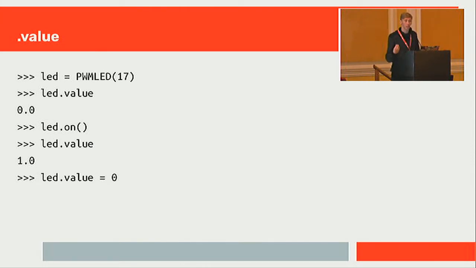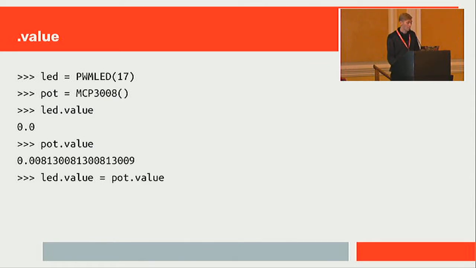So every device in GPIO Zero has a value property, and you can read it whether it's an input device or an output device. Now, an LED, as I showed you before, is just on or off. A PWM LED, which is the same component but programmed in a different way, allows you to set the brightness, anything from 0 to 1. So if you read a PWM LED's value, you'd see it initially at 0, and if you turn it on, you see its value is now 1. You can also set its value without running the on or off methods, to any float between 0 and 1.